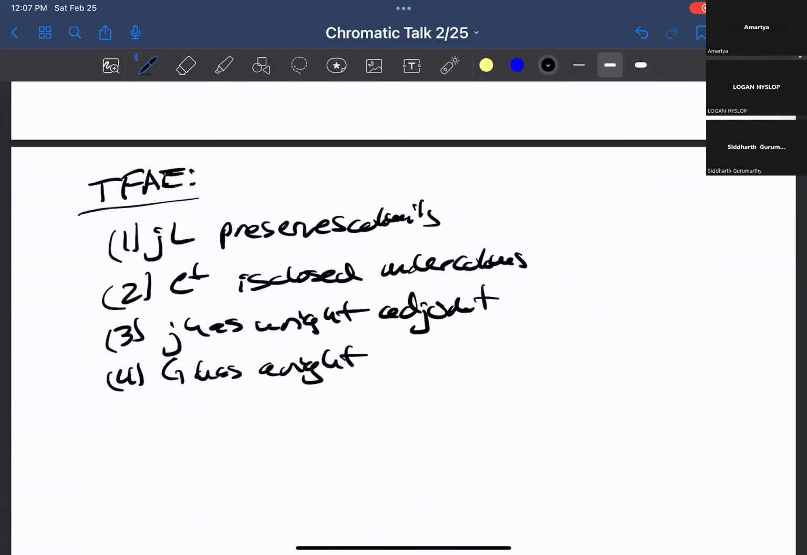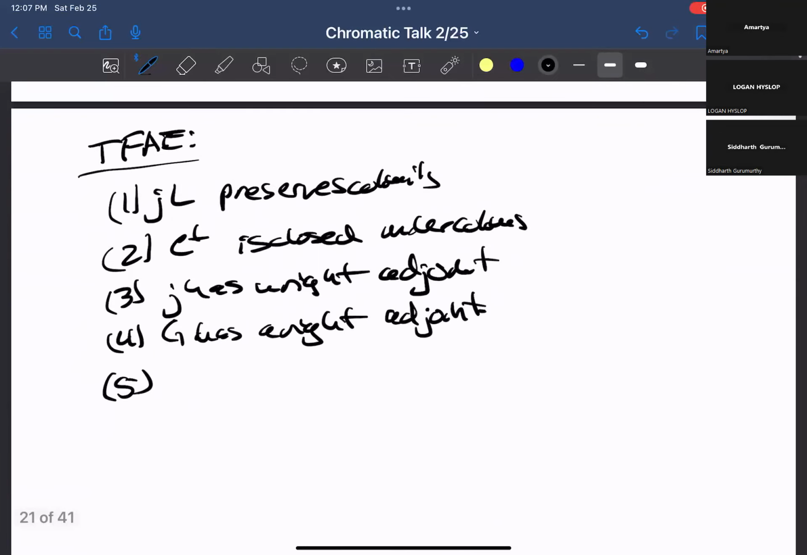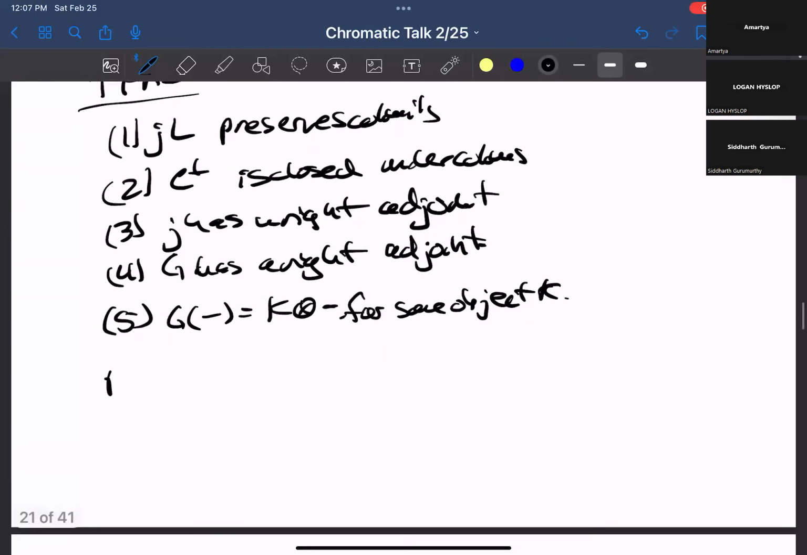So this right adjoint is necessarily going to be fully faithful. And the final one is that G of dash is equal to K tensor with whatever you're looking at, for some object K. We can actually prove this very quickly.